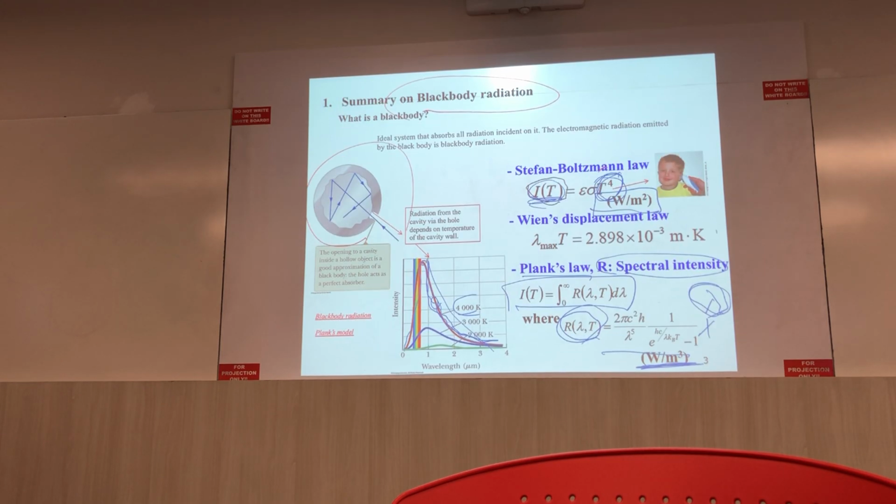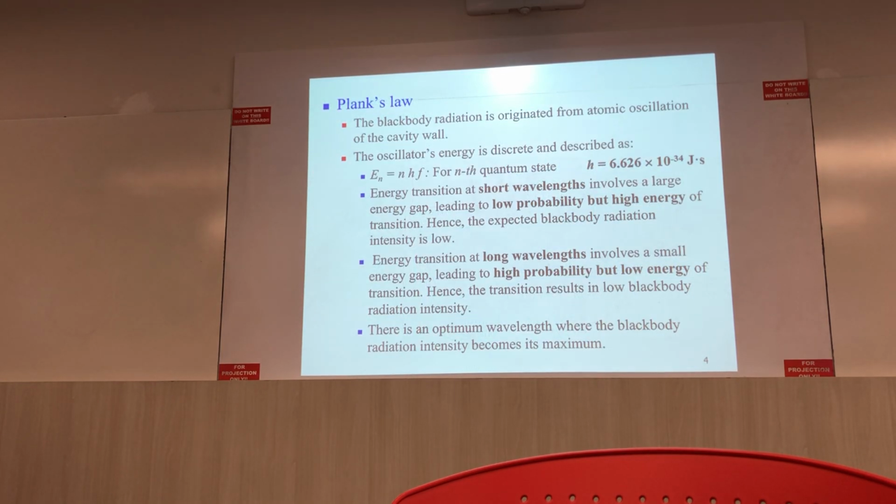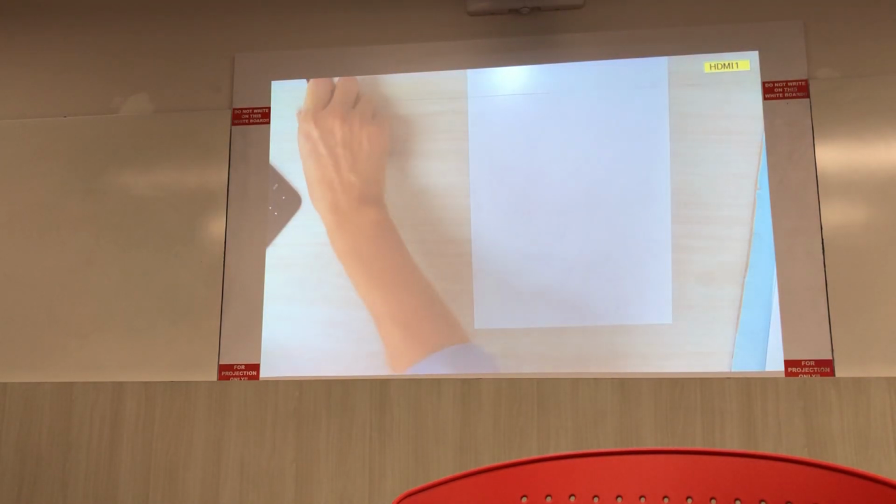So when Planck came up with this model, he actually assumed a couple of things. The first assumption is that the atomic oscillation, or atomic vibration, that generates the radiation is discrete. So the blackbody radiation first comes from the atomic oscillation, and this atomic oscillation is discrete. It's not continuous.